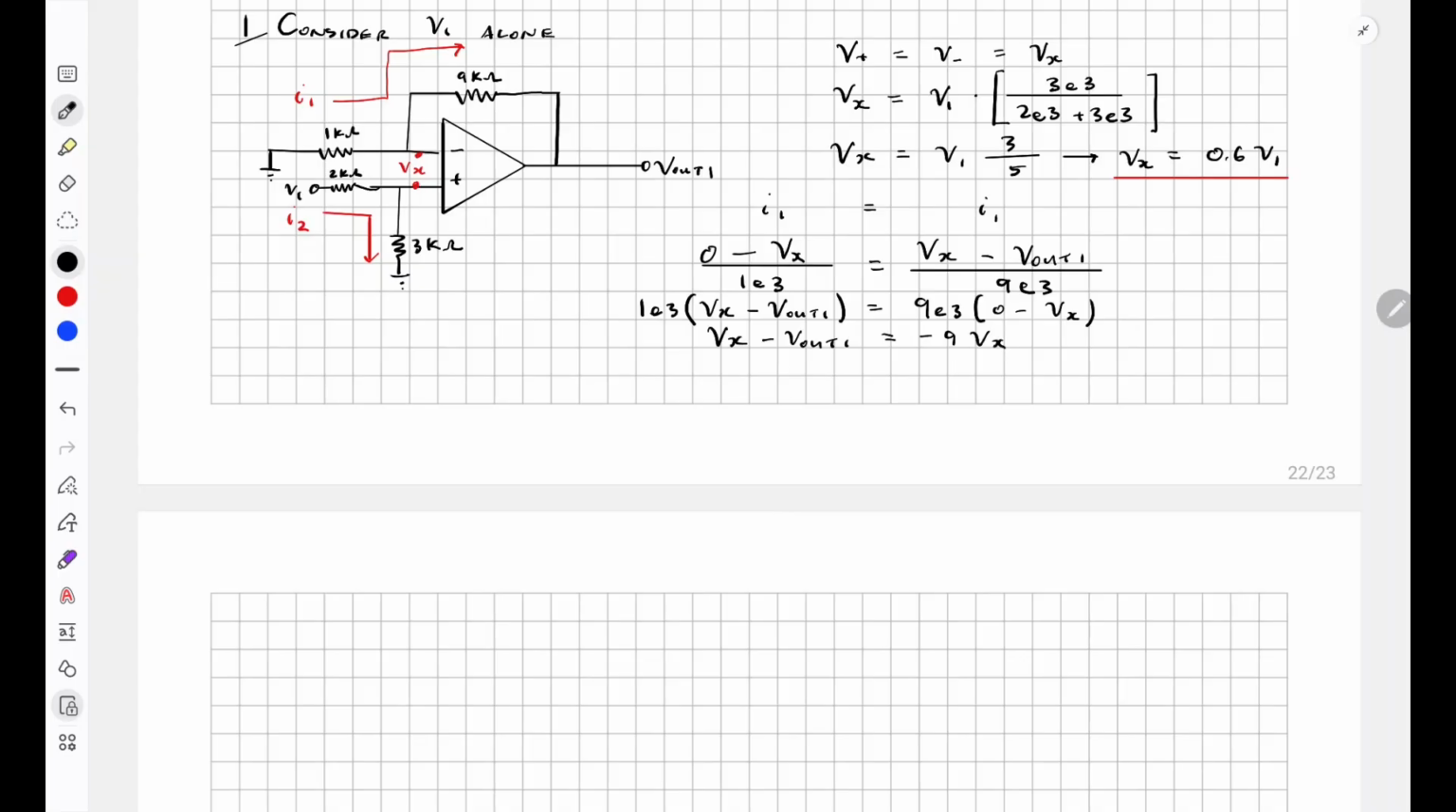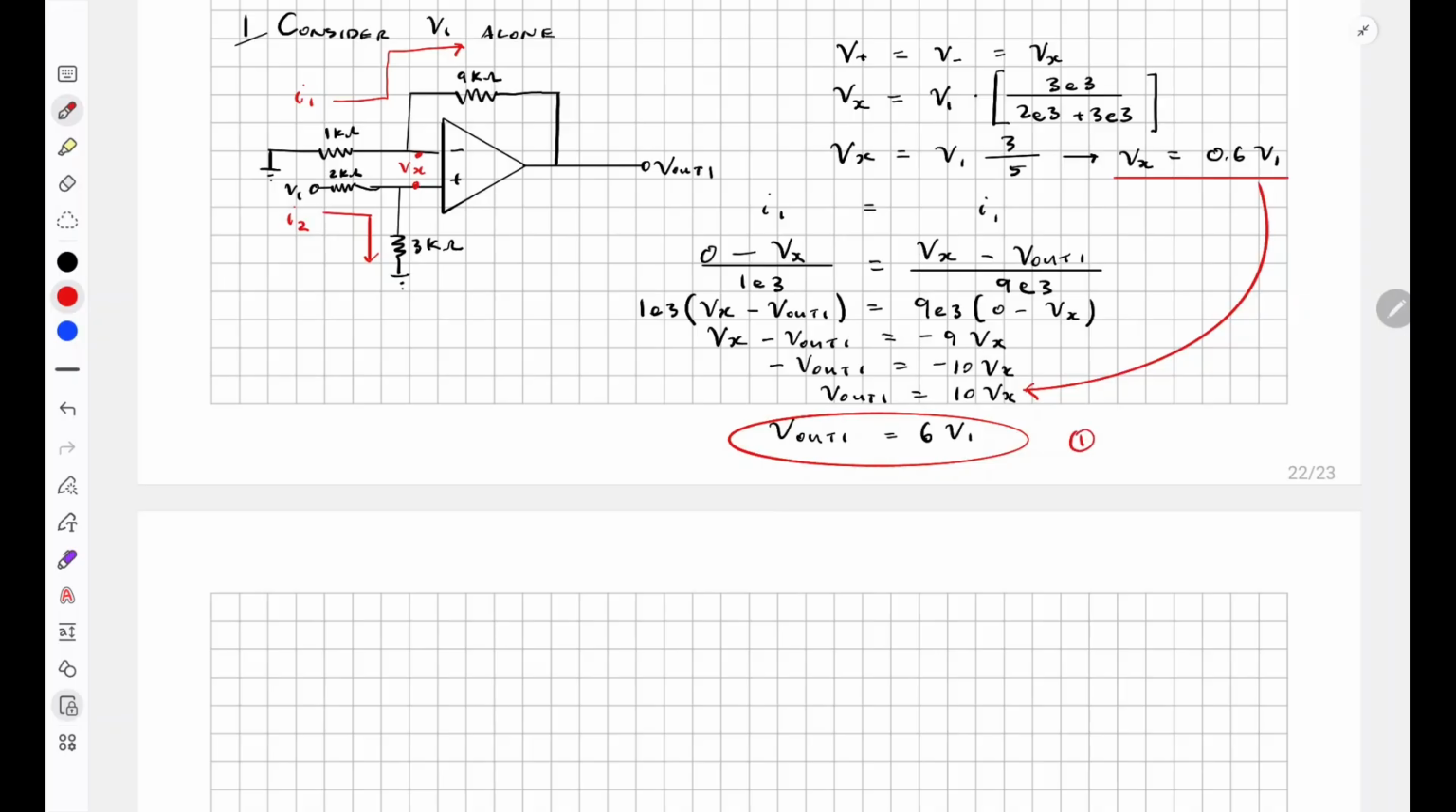And then I move the Vx to here and then cancel the minus sign. Actually, let's just first write Vout1 is equal to negative 10 Vx. So then Vout1 is equal to 10 Vx. And just note that we solved Vx before, so we can plug this Vx into here. Now you know that Vout1 is equal to 6 V1. So I'm going to save this equation for later. Let's call this superposition 1.